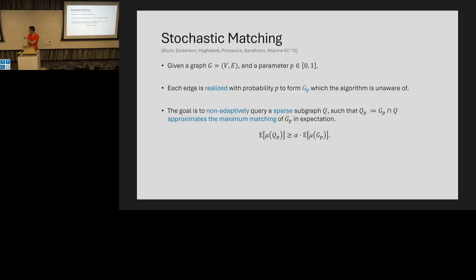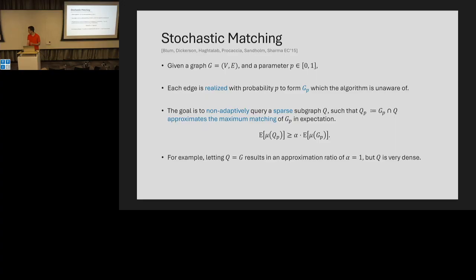So let's call the realized subgraph GP, and let's call the parts we have found out about QP, the ones that were queried and realized. The goal is for the maximum matching in QP to approximate the maximum matching in GP. So in expectation, it should be at least alpha times as large, where alpha is the approximation ratio. And the idea is that these queries are logistically difficult to make, so you don't want to make many of them. The queried subgraph should be sparse. And you want to make them ideally non-adaptively, so the queries should be fixed up front.